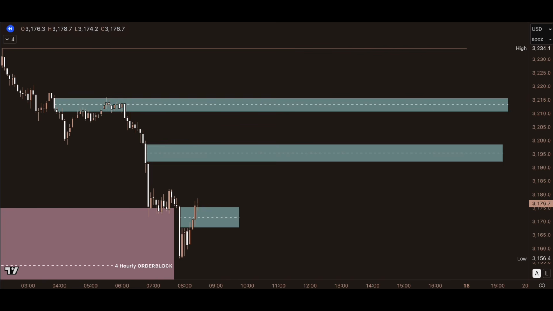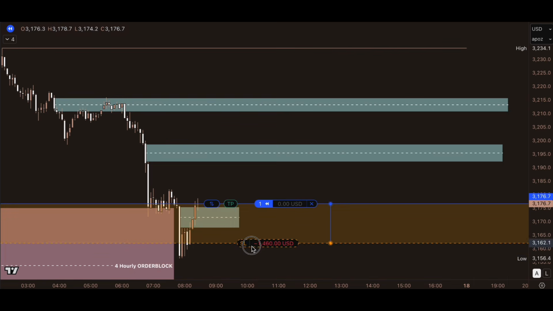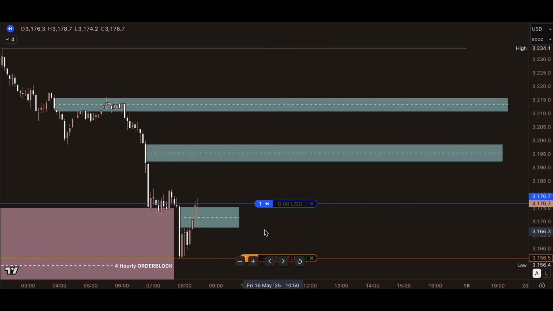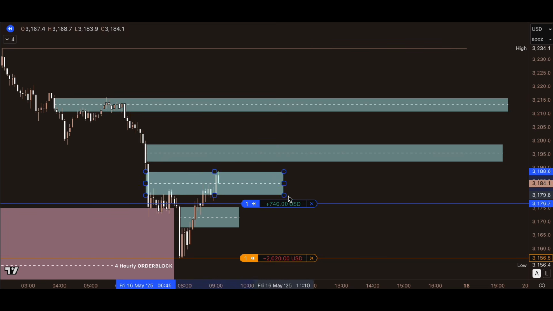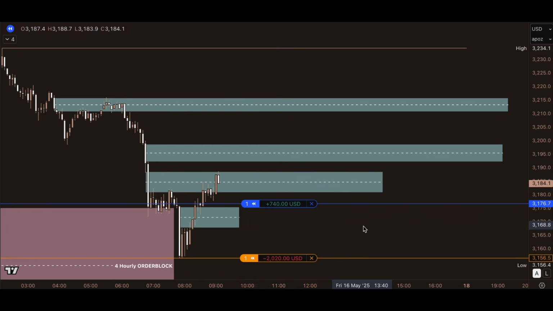So now I'm going to enter this position, and then I'm going to show you about trading the stop. It's the IFVG. I'm going to mark this one out as well. As you can see, we had a retracement.